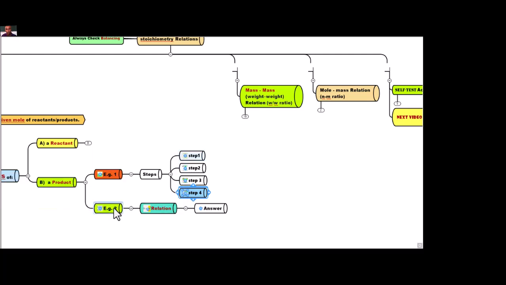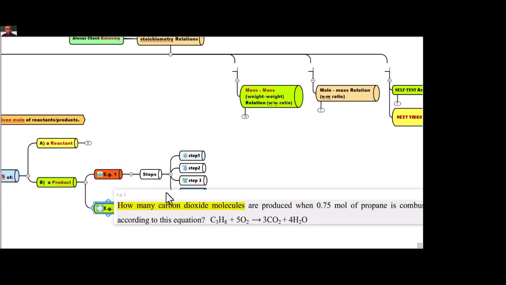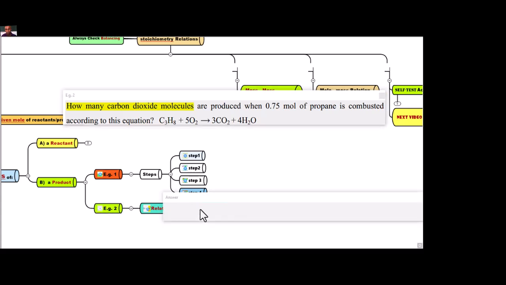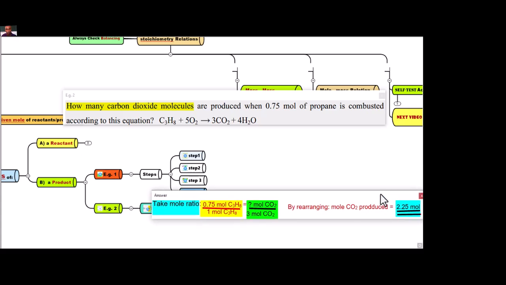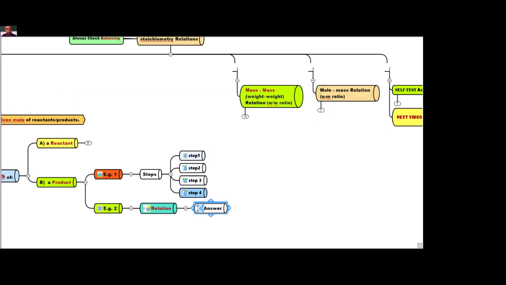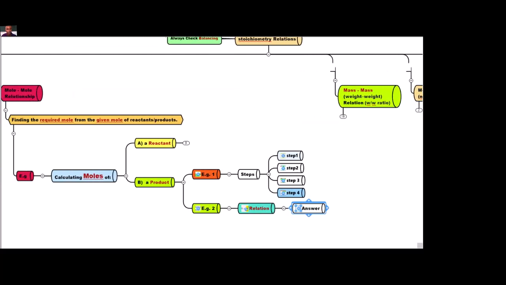Example 2 says that in this balanced chemical equation, you are given 0.75 mole of propane, and you are asked to calculate the mole of carbon dioxide. Similarly, the answer will be 2.25 moles of carbon dioxide produced. This is a way of calculating moles from the given mole.